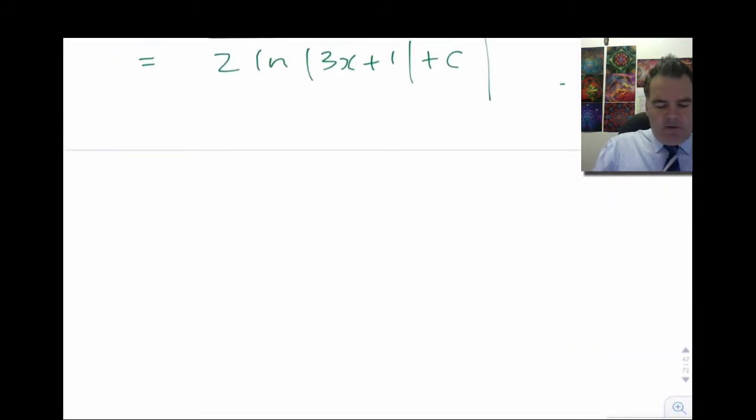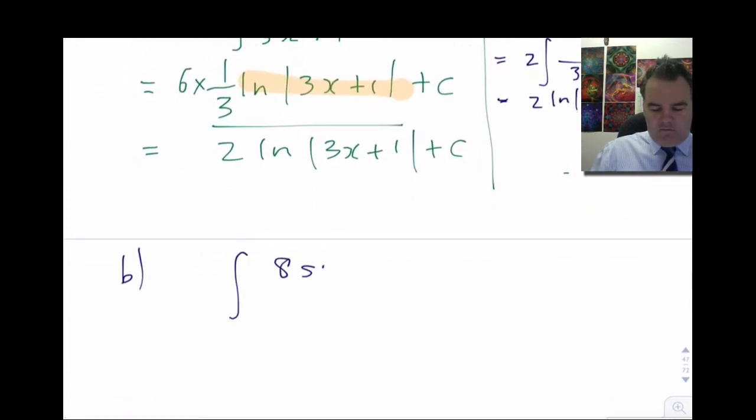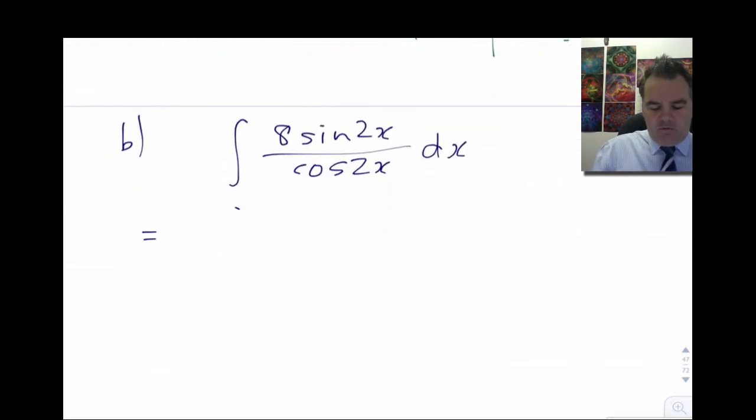Okay, let's look at part B. Part B says the integral of 8 sine 2x over cos 2x. Okay, this does not look like it's going to have anything to do with a natural log integration, but if it's in that form, derivative over original, that's what we actually get.